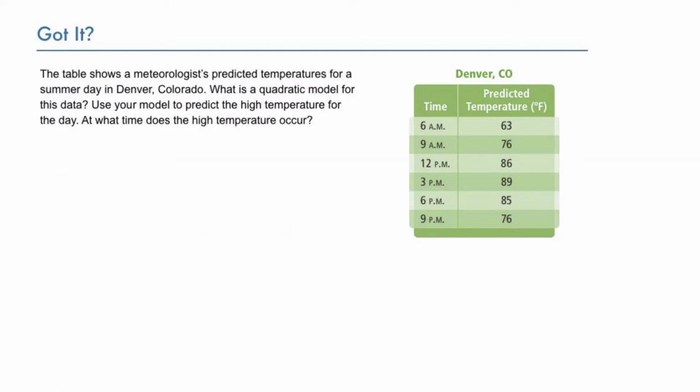Your turn. The table shows a meteorologist's predicted temperatures for a summer day in Denver, Colorado. What is a quadratic model for this data set? Use your model to predict the high temperature for the day. At what time does the high temperature occur?